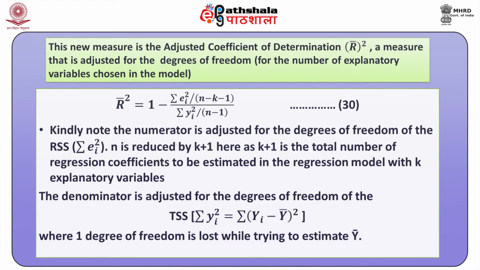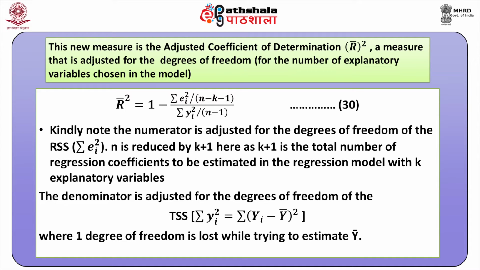Therefore, there is always an incentive to increase the number of explanatory variables and get a higher R-square value, as a higher R-square is indicative of greater explanatory power of the model. It hence becomes imperative to look for a different and better measure of goodness of fit. This new measure is the adjusted coefficient of determination R bar square, a measure that is adjusted for the degrees of freedom for the number of explanatory variables chosen in the model.